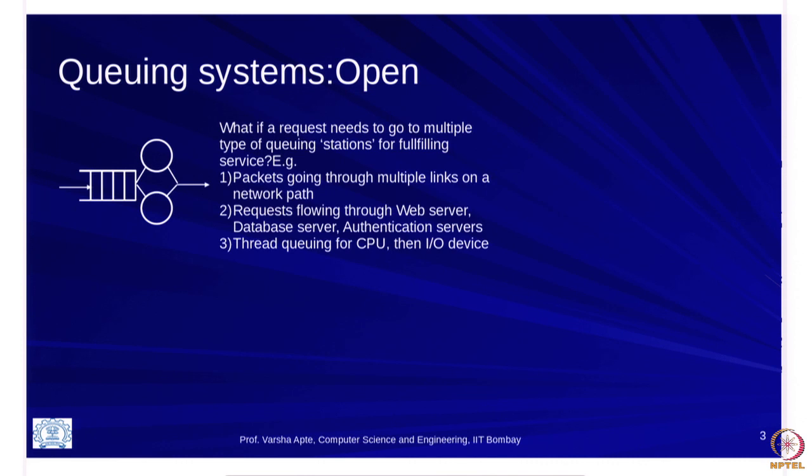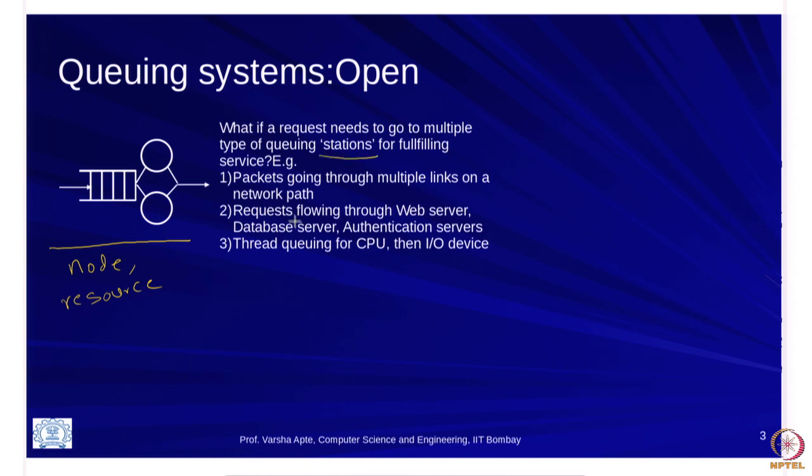So, let me start introducing that. So far we have looked at basically a queuing system where there is one kind of server or one set of servers that represent something like one node, just one resource type or one node. But what if there is a request that needs services from various, as they are called, stations?